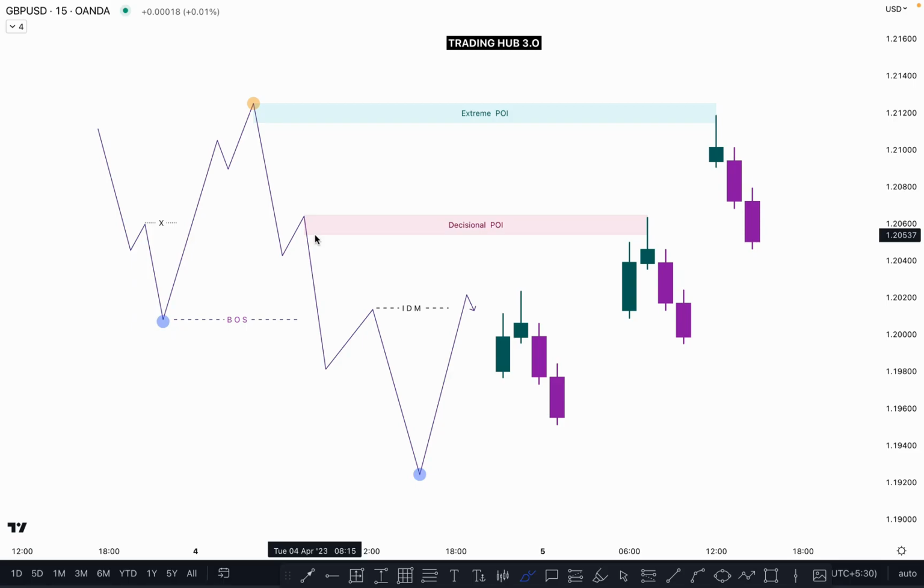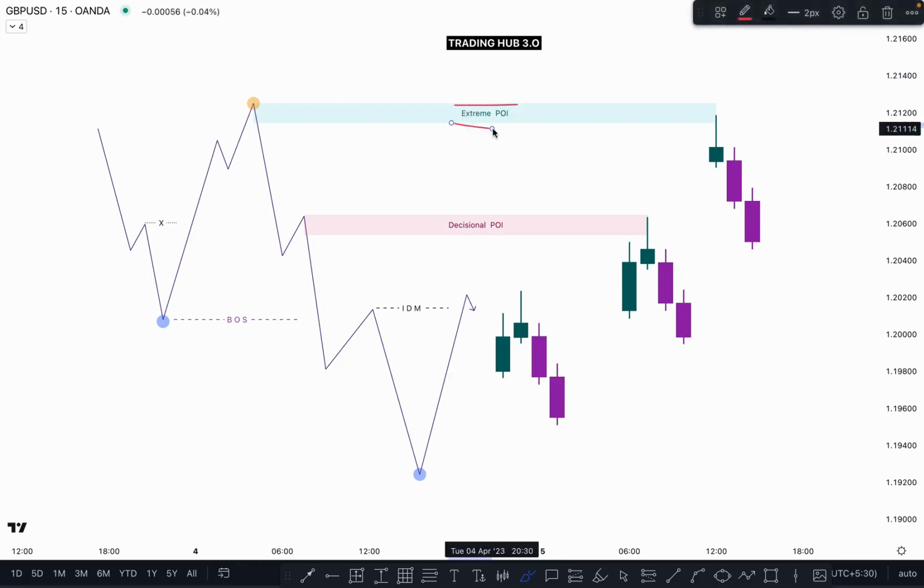And this zone is our decisional, with 50% probability, because you have one more POI, the extreme one, this one. So this one is our extreme POI, and this one is a higher probability compared to the decisional. This is not 100%, but it is higher probability compared to the decisional. So you have to play on decisional and extreme as per the current price action.